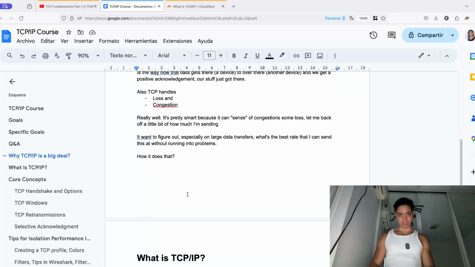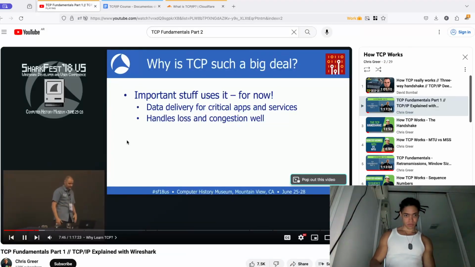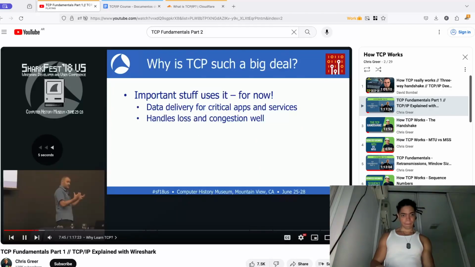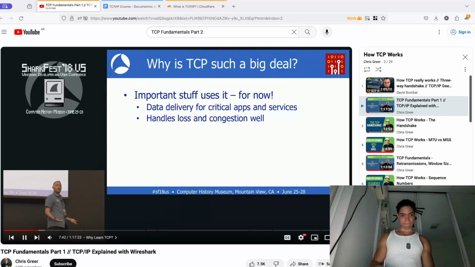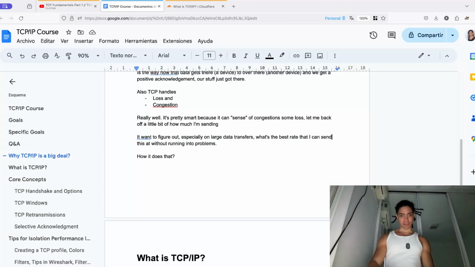And how it does that, and interpreting what we see on the screen, that's what we're here to do today. So TCP is a smart protocol. Now, how it does that.